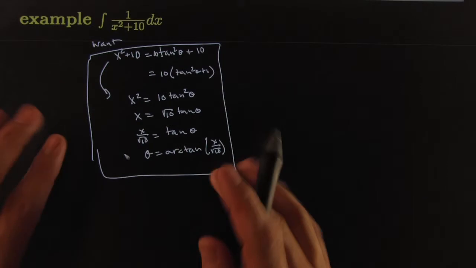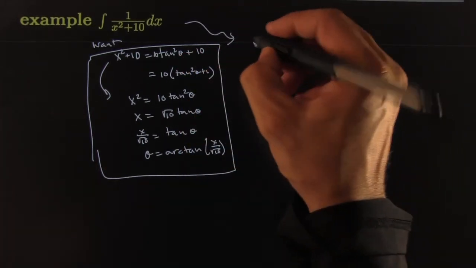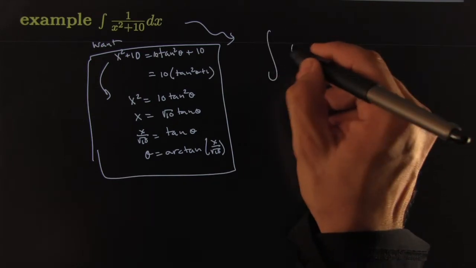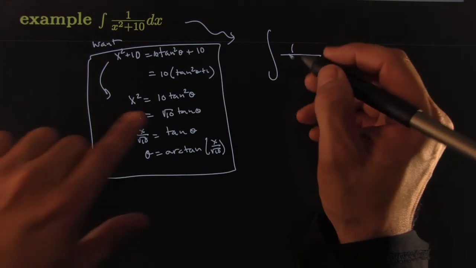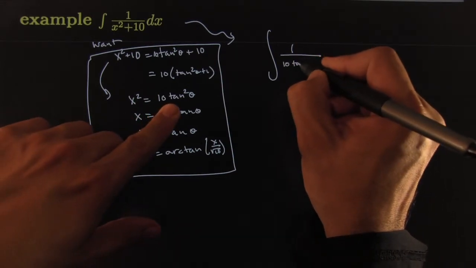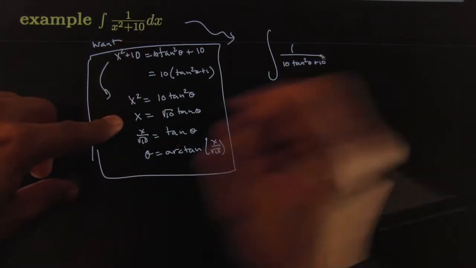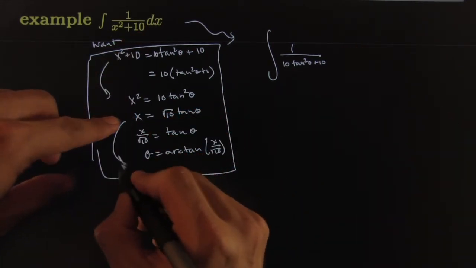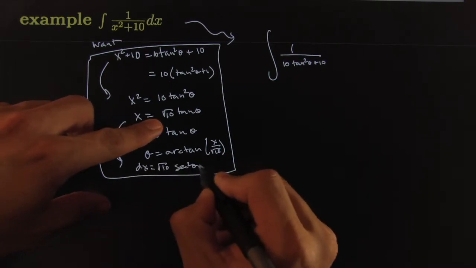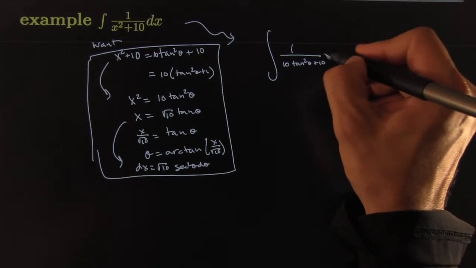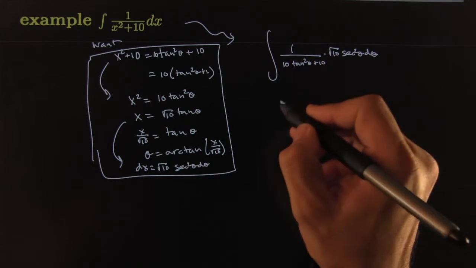Sometimes I also need a triangle. We'll see in a second. So using my excellent dictionary, this becomes the integral of 1 over x squared, which we agreed was equal to 10 tangent square theta plus 10, and then the differential. Oh, I didn't finish the differential. Differential of x is equal to square root of 10 times secant square theta d theta. So this would be square root of 10 times secant square theta d theta.